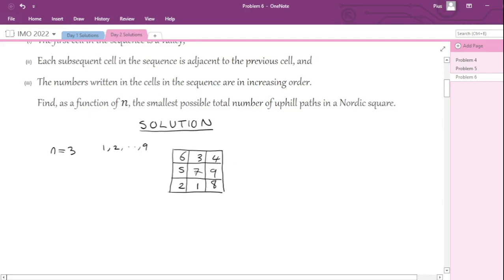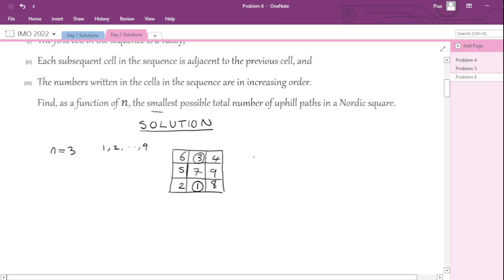Now for example, 5 will be adjacent to 7 because they share this side. That's just what it means to be adjacent. If we want to look at the number of paths, we have to first of all locate the valleys, because every path must start from a valley. After inspection, we see that 1 and 3 are going to be valleys because all their neighbors are greater than themselves.